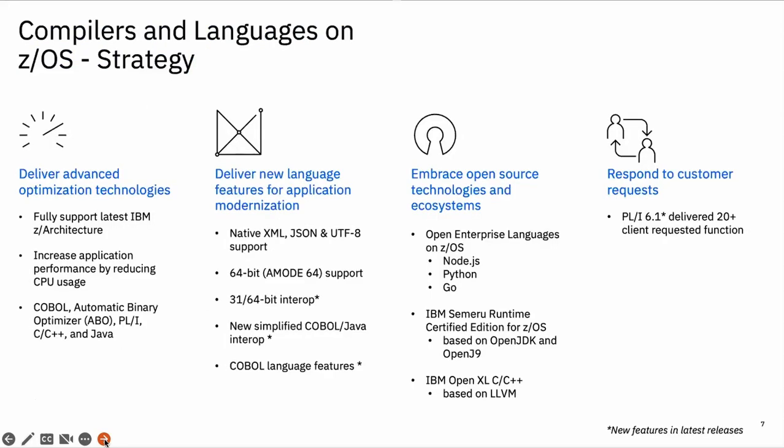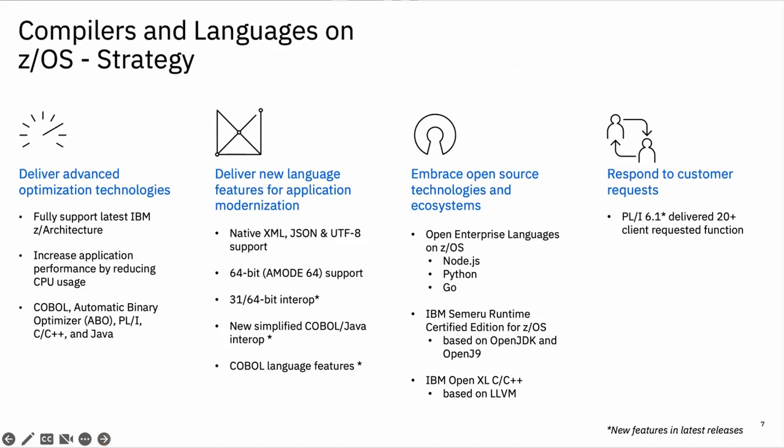So our compiler strategy or language strategy is also trying to move in that direction, right? Our bread and butter core technology is optimization. We work very closely with the hardware team to bring out new instructions or new features in the hardware to improve the performance of workload on z/OS. And this workload will include COBOL, PL1, C++, Java, everything that we have in the traditional sense, right? And we also continually deliver new language features to help you modernize applications.